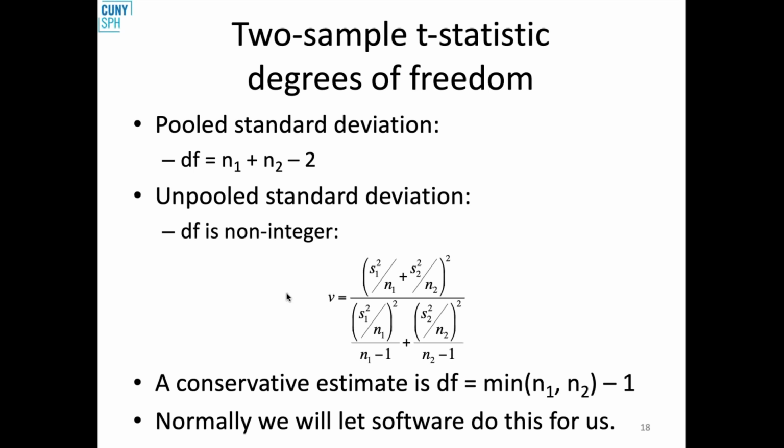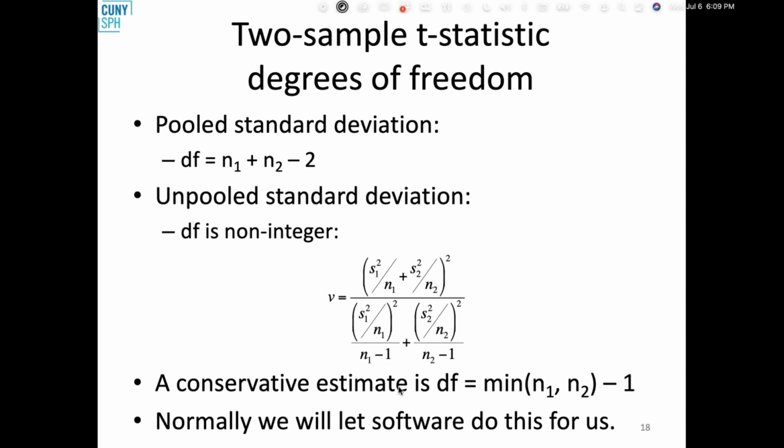Okay, so now, if we use a pooled standard deviation, the degrees of freedom is equal to n1 plus n2 minus 2. Nice and simple. If we use an unpooled standard deviation, look at that mess. That's what the degrees of freedom is equal to. You'll notice when we do it in SPSS, the degrees of freedom for the pooled version is always an integer, obviously, because it's just the two sets of subjects minus 2. Down here, it almost always comes up with a fractional number.